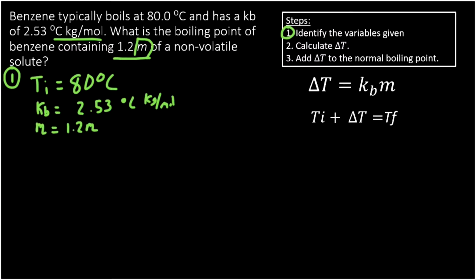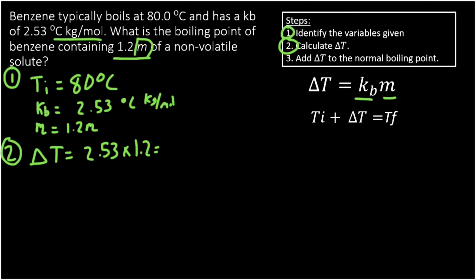All right, now step 2 is calculate that boiling point elevation. We're going to calculate delta T with our boiling point elevation equation, and all we have to do there is multiply our Kb times our molality. So that's the two parts there. So we have our Kb and our molality. Delta T is equal to Kb, which is 2.53, times molality, which in this case is 1.2.